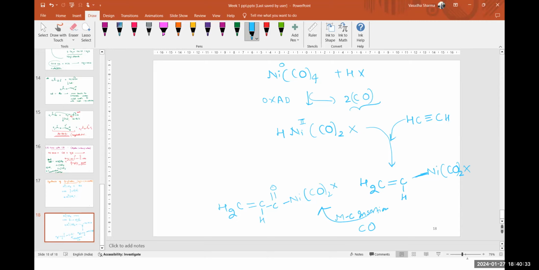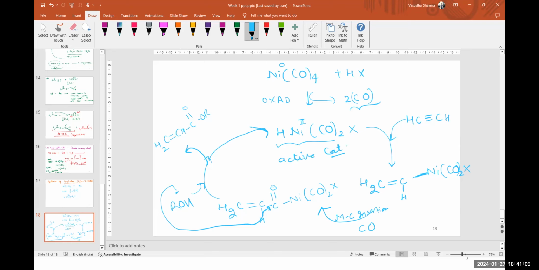After that, since we have this kind of moiety, now we introduce our alcohol system, ROH, which will attack onto the C double bond O. It will release the CH2 double bond CH, C double bond OR, and this OR is going to attack onto the carbonyl group, and this H will go and attach to this moiety. So we are regenerating our active catalyst, and we are getting this kind of product. So the first half of the reactions has been covered.